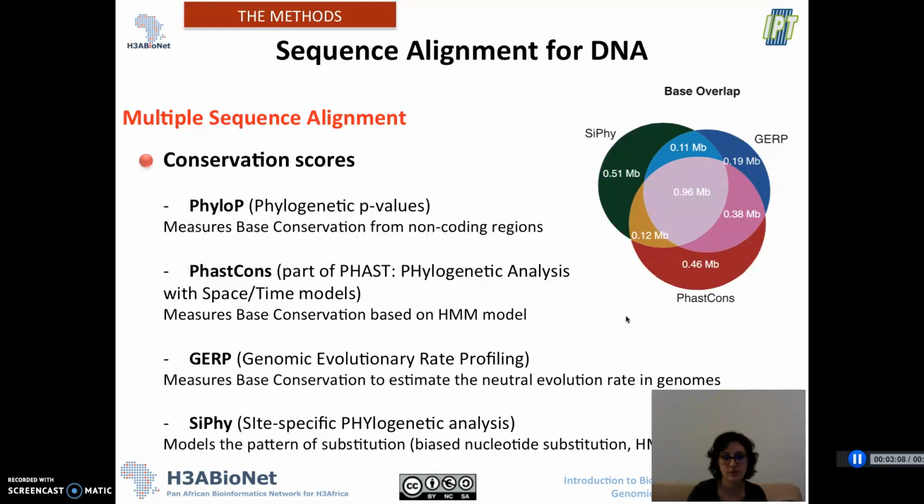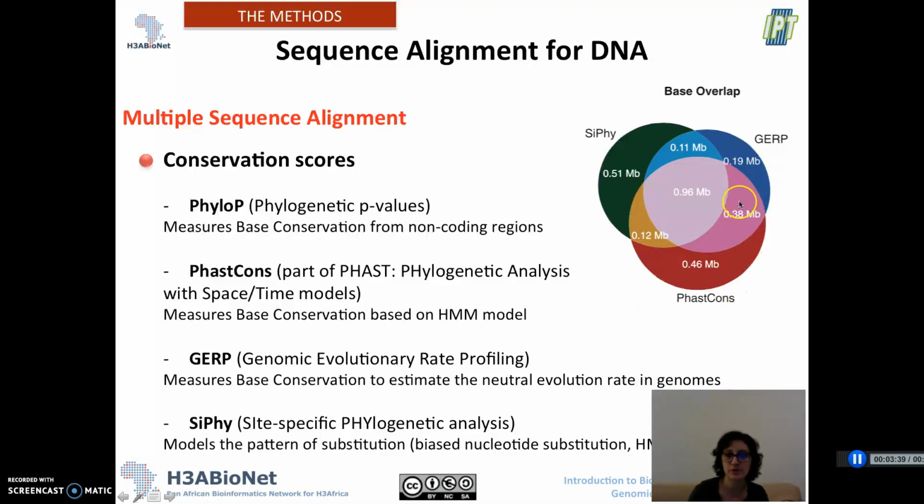And you also have SciPhi, which is a site-specific phylogenetic analysis, which not only measures but models the patterns of substitution. In fact, it takes into account the fact that in the other methods, we only model the decrease in the rate of a mutation and not really the selection that is influencing the pattern of substitution.